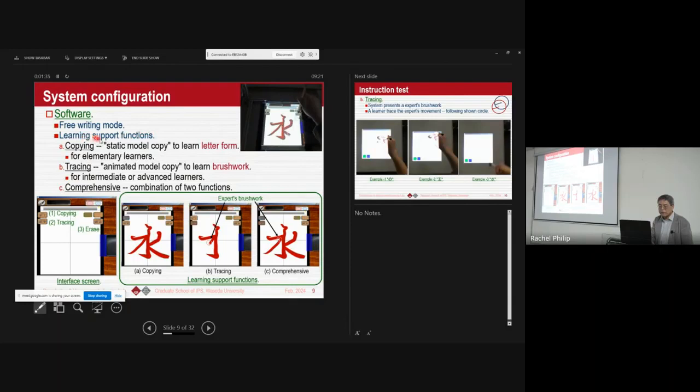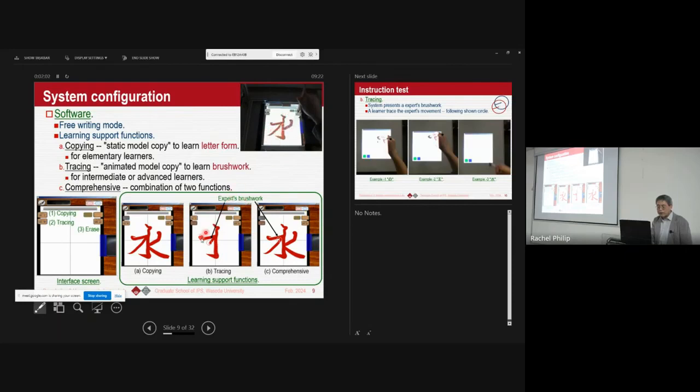So three learning support functions are given. One is copying. It looks like this: a copy of the whole letter style is given, and following this, the learner follows these strokes. And then tracing: the tutor's real-time movement is given like this.